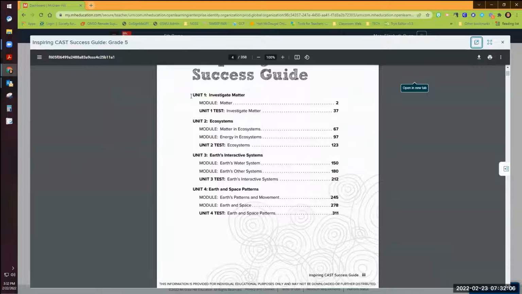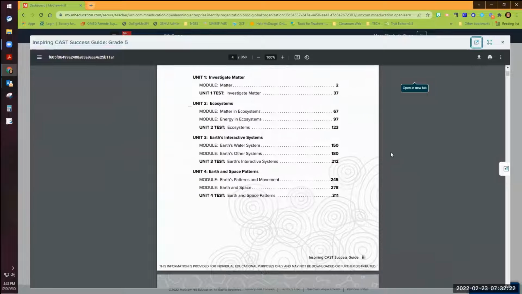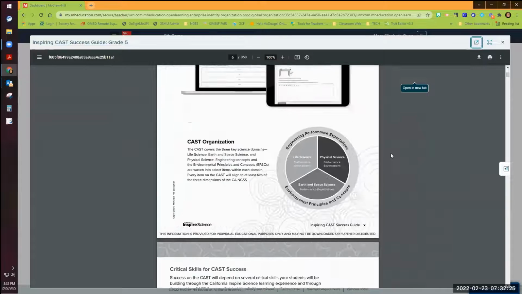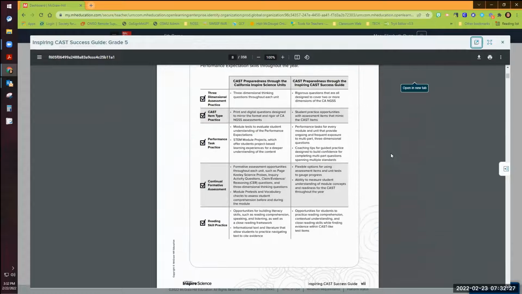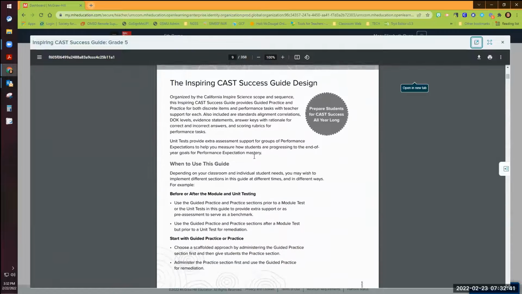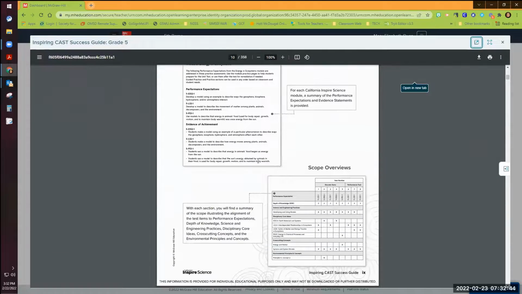It's broken down by unit, and then it will tell the module that you have, and there's a unit test included in here. The unit test includes questions that are similar to what they're going to see in the performance tasks. They try to base it as close to the CAST as they could. They try to give you 3-dimension assessment practice, CAST item type practice, but again, this is not digital. This is paper, so it will be a little bit different when it comes to the performance of the task.